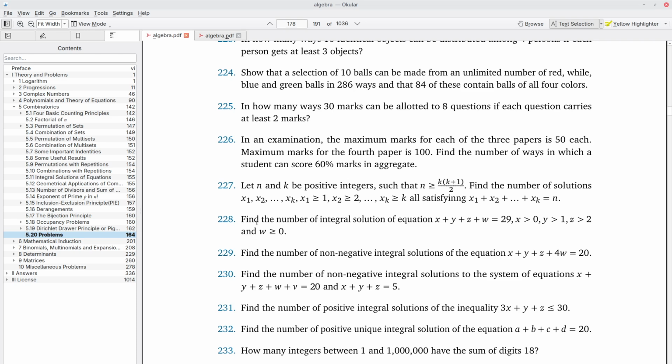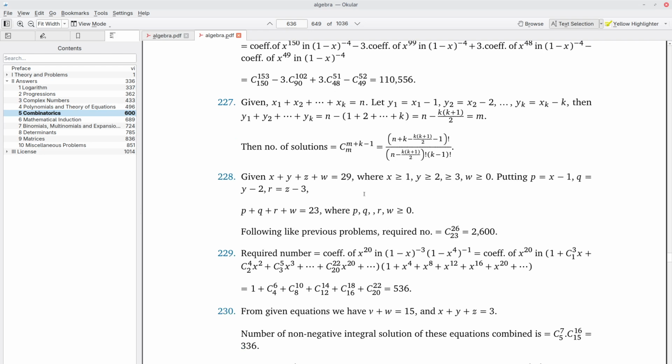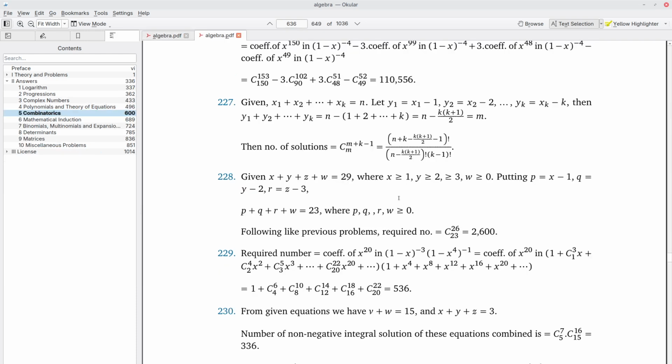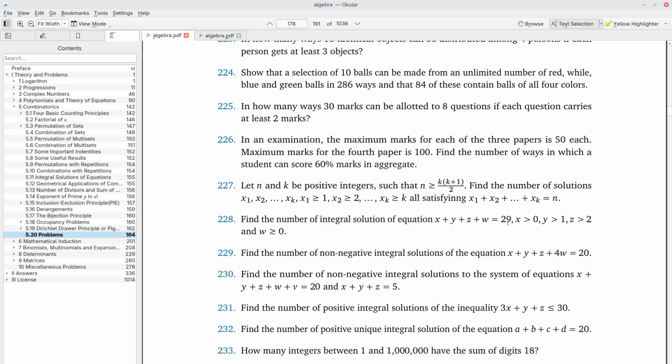Question 228 says: find the number of integral solutions of the equation x plus y plus z plus w is equal to 29, where x is greater than 0, y is greater than 1, z is greater than 2, and w is greater than or equal to 0. So you have to take care of the fact that some are greater than and some are equal to. So we write x plus y plus z plus w is equal to 29, that is given.